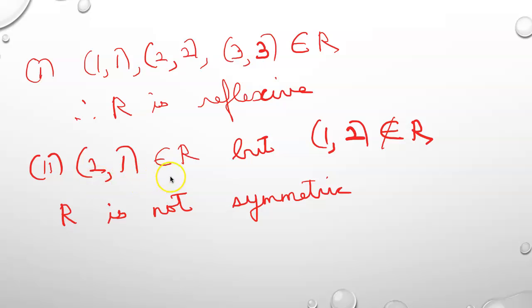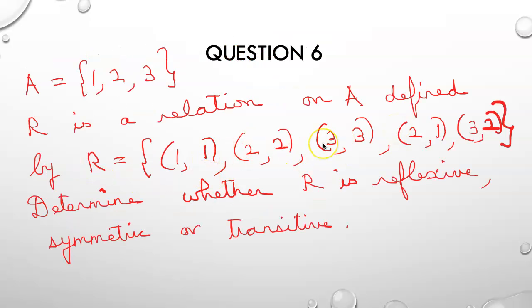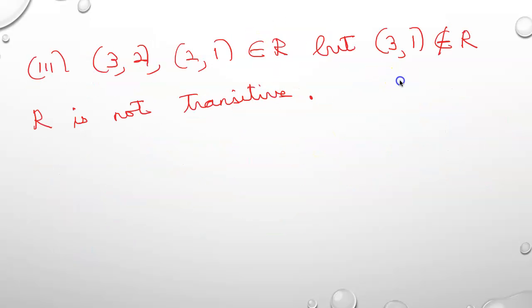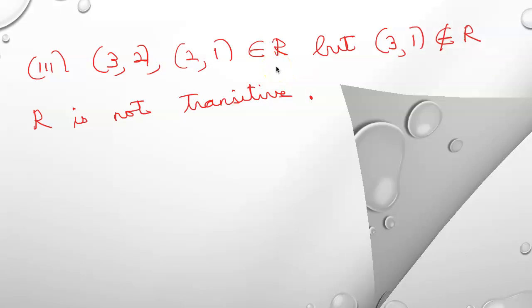Again, (2, 1) belongs to R but (1, 2) does not belong to R. You can see for yourself here. So R is not symmetric. Again, (3, 2) and (2, 1) belong to R, but (3, 1) does not belong to R. So R is not transitive. So we have used examples to show that it is not symmetric or transitive. It is reflexive, but it is not symmetric or transitive.